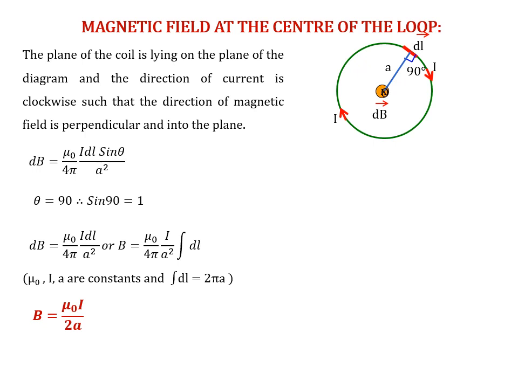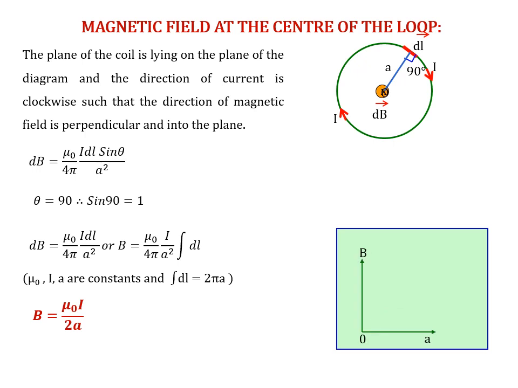We can represent the result graphically. We take radius along the x-axis and magnetic field along the y-axis. So magnetic field decreases with radius. Greater the value of radius, lesser will be the value of magnetic field at the center.